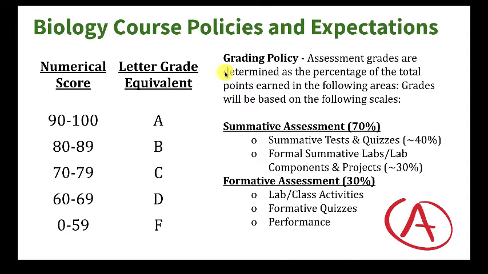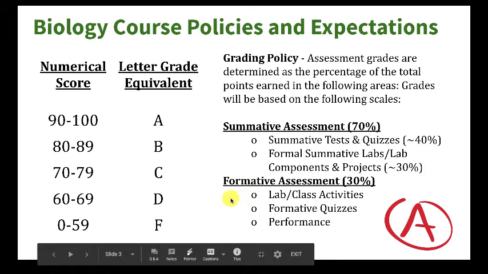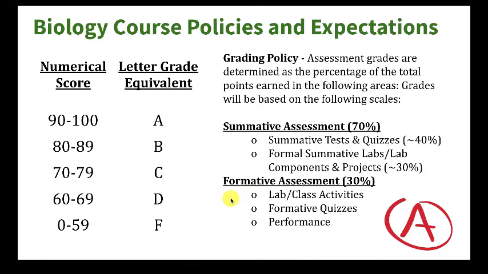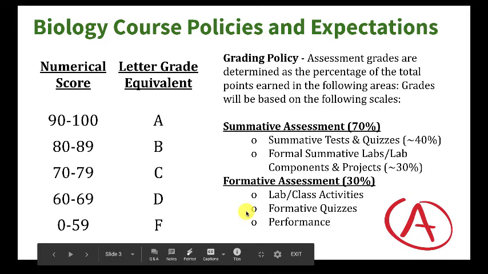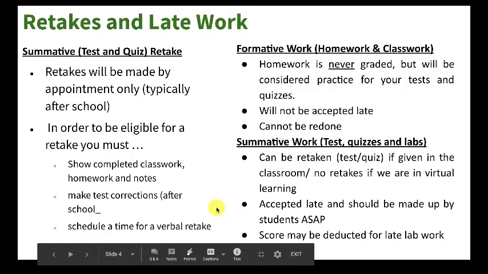Because of this, assignments are weighted in Infinite Campus. An assignment with a higher weight will have a heavier impact on the student's grade on Infinite Campus. The two major categories of assignments you'll see are summative and formative. Summative work is weighted approximately 70% of the grade, and it's made up of tests and quizzes, bigger lab components, and projects. Formative work is made up of smaller activities, classwork, homework, formative quizzes, performance, and small lab simulations.